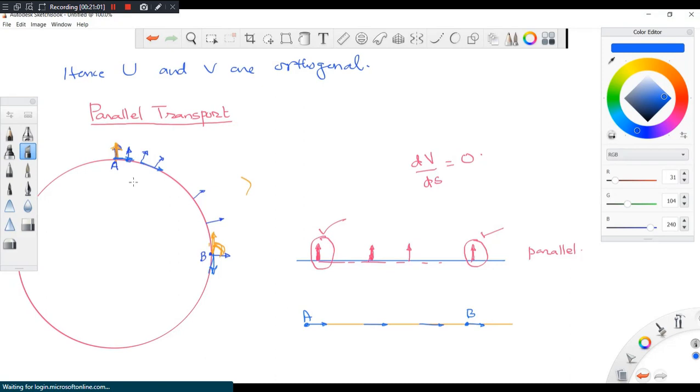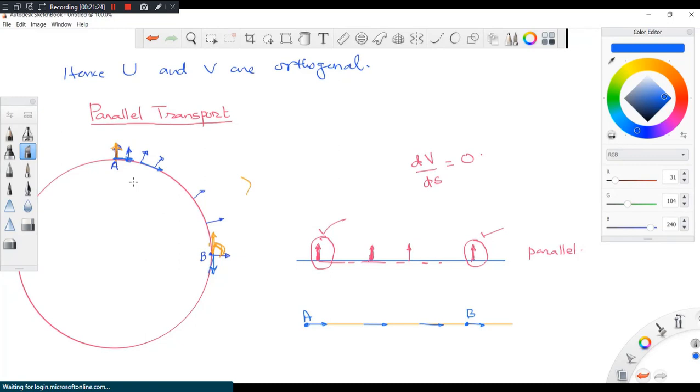Now, if it is in a flat space, you need not do anything. You merely keep it and just move along the curve. You are moving along this curve. Mathematically, it means you have to make it in the form of equations. That's what I'm saying: dv by ds, the rate of change of the vector with respect to s, where s means the arc length. That should be 0.